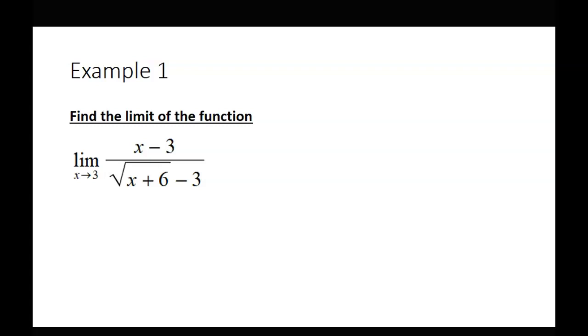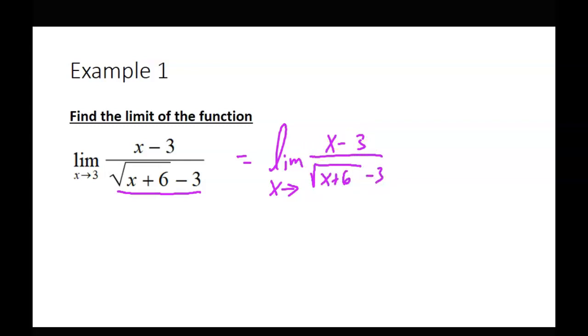So in this case, my radical's on the bottom, right? So what's the conjugate of this thing? Plus 3, right? So let's write this again. But this time we're going to put on the bottom the conjugate. We're going to multiply the bottom by the conjugate. Whatever we do to the bottom, we need to do to the top.